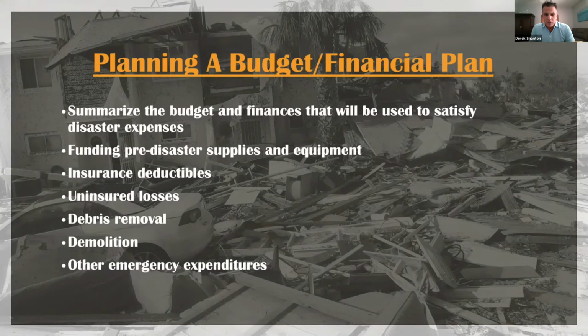Funding pre-disaster supplies and equipment. Again, we have a list of that Travis will go over here in a minute of supplies you'll need, and so the funding for that. Insurance deductibles. It's important to know your deductible. What are you going to need if your building does have damage, and the deductible you have to pay to get that work completed. Uninsured losses, debris removal. Obviously, again, you can see behind this picture with all the debris there, that can be very expensive. Demolition and other emergency expenditures.